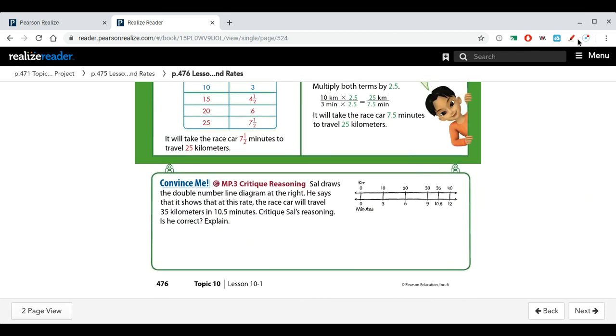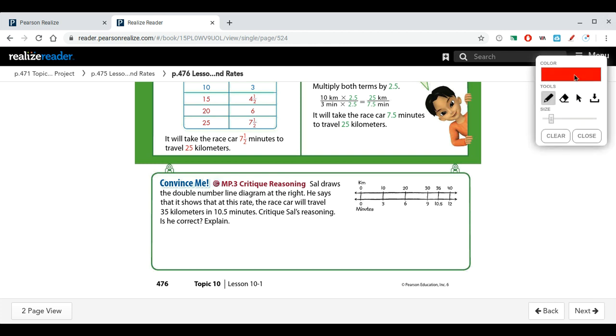All right, so if we take a look at the Convince Me, Sal draws the double number line diagram at the right. He says that it shows that at this rate, the race car will travel 35 kilometers in 10.5 minutes. Critique Sal's reasoning. Is he correct? Explain. So let's take a look at what he drew and then critique the reasoning.